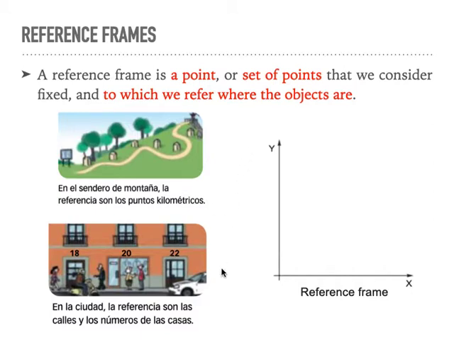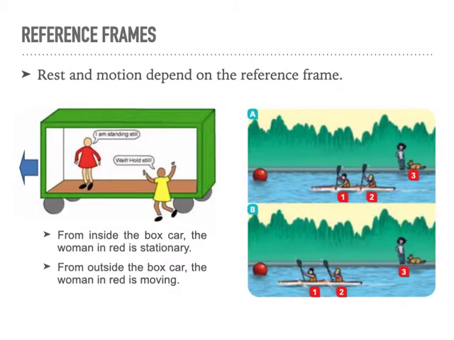And of course in maths we have used the axes x and y, and that's our reference frame, and this is the one that we are going to use a lot in physics. So the axes, and we're going to refer the position to these axes. And the position, of course, is where the objects are. But it's not so obvious because rest and motion depend on the reference frame.